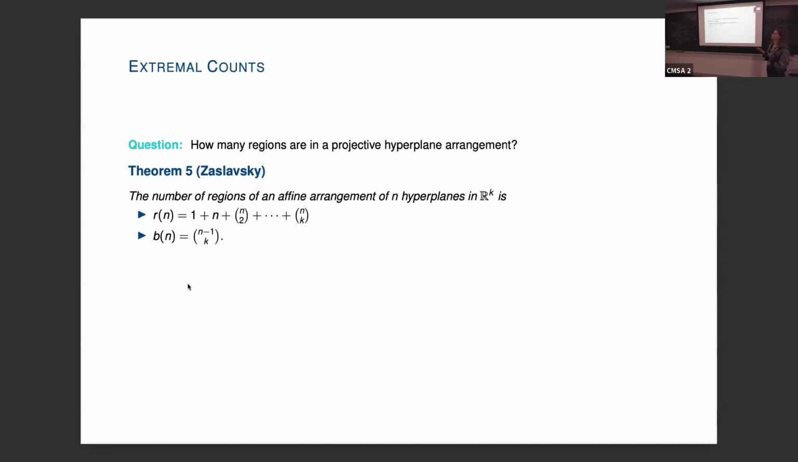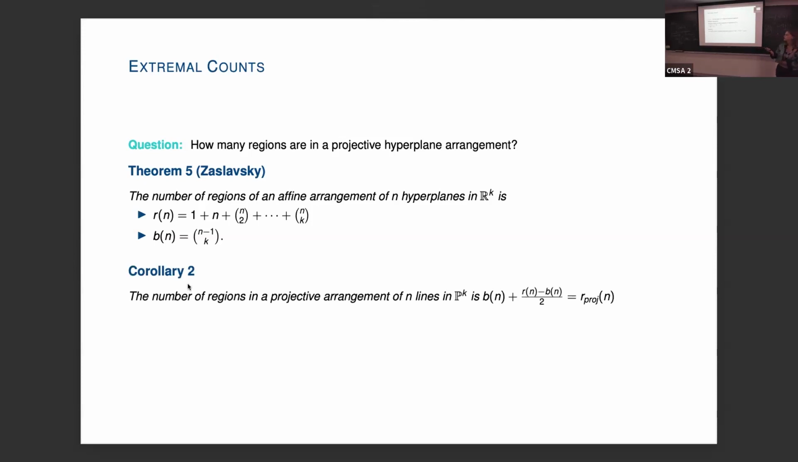So our number of regions in our projective hyperplane arrangement will be B of n plus (R of n minus B of n) over 2. So all the unbounded regions matched up in pairs. And so this is the number of possible regions we're working with. So this is a naive upper bound for how many regions we'll have in a Grasstope. So maybe the Grasstope actually just covers all of P^k.